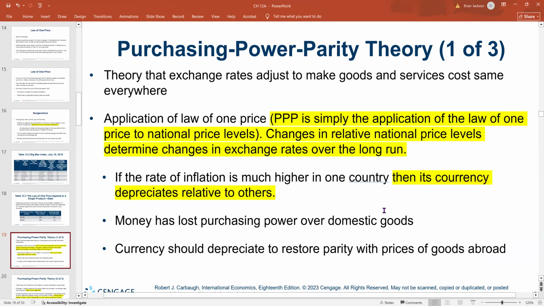Okay, so this leads us to this theory called purchasing power parity that's based upon the law of one price. It's a theory that exchange rates adjust to make goods and services cost the same everywhere. So exchange rates will adjust over time to satisfy the law of one price.